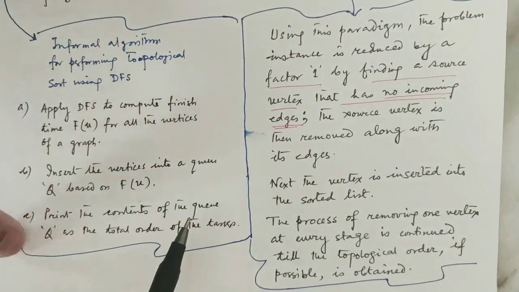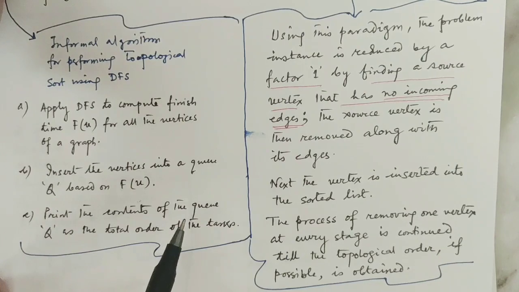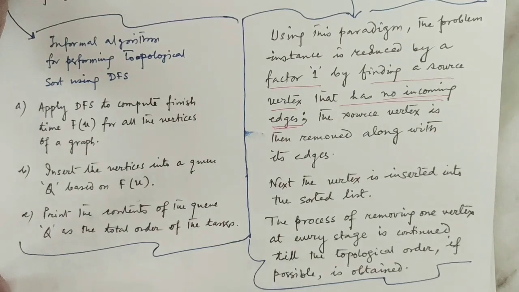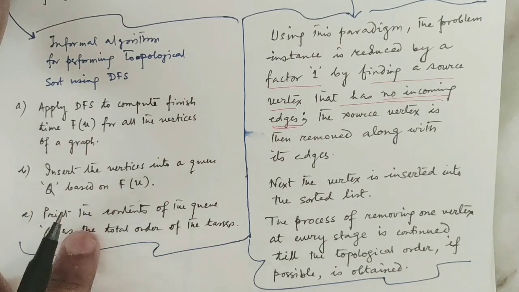So based on the finishing time of the vertices, you have to collect the vertex, place it into the queue, and finally print the queue. It is a very simple algorithm. I am not going into detail on the application of DFS here because I have chosen the decrease and conquer strategy instead of DFS for performing topological sort.